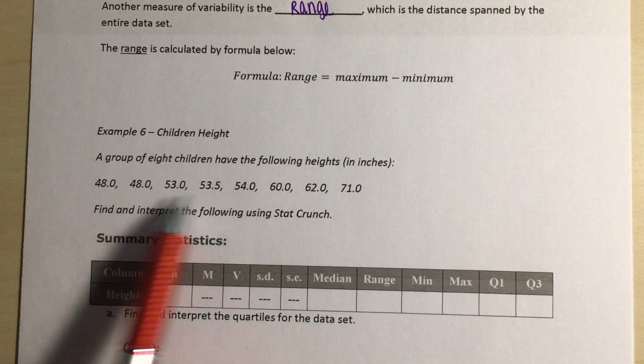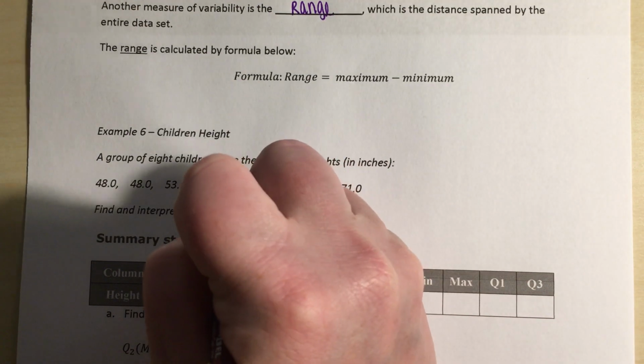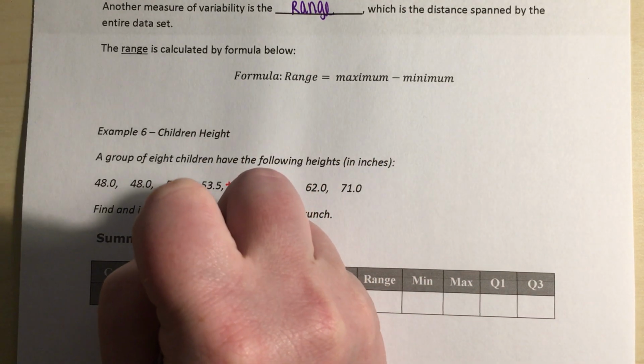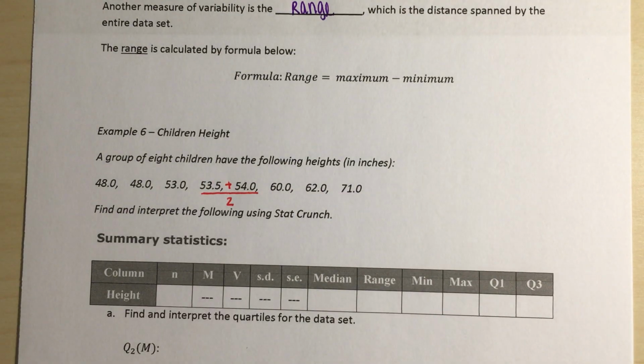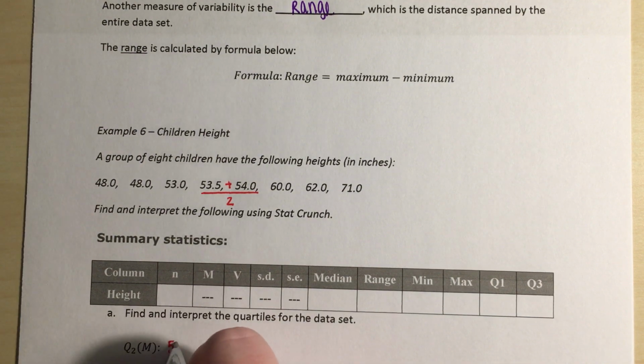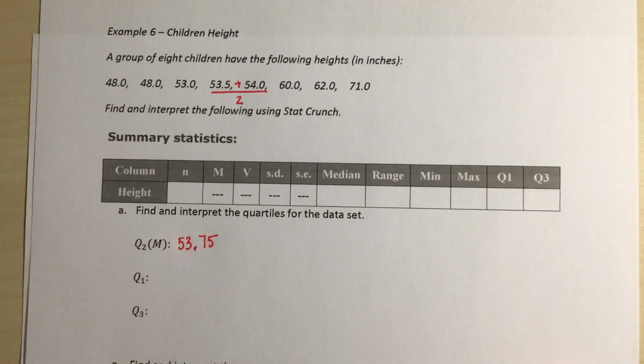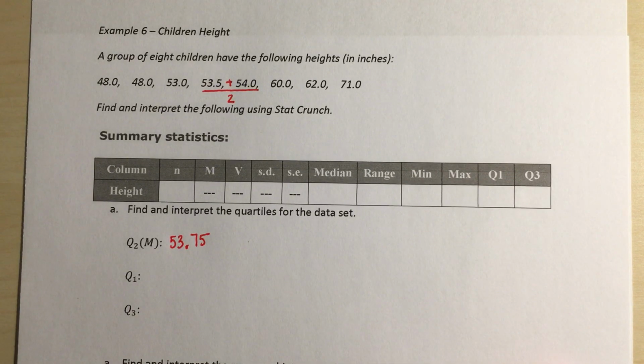So we have 8 values here. So to find our median, remember we take those two values and we divide it by 2. So we're going to take 53.5 plus 54.0. We get 107.5, which then if we divide it by 2, we get 53.75. So I'm just going to fill in this information down below.